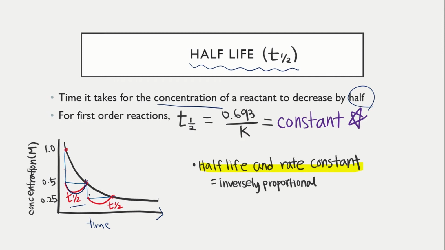In this graph, you can see that half-life stays constant. Half-life and rate constant are inversely proportional, which means if half-life is large, then rate constant would be small. And if half-life is small, then rate constant would have to be large, which means that if the rate constant is large, the reaction would be fast, and because the reaction is fast, the time it takes for the reactant to decrease by half would be much shorter.